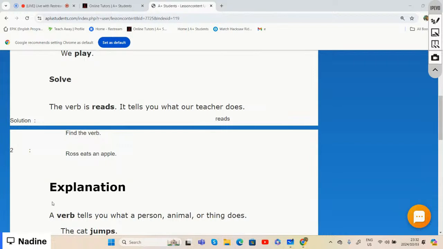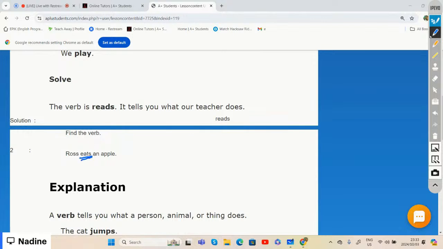So Ross eats an apple. And if we find the verb, then we can say eats is the verb.